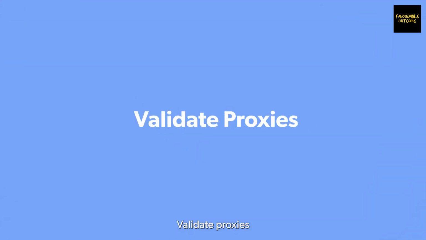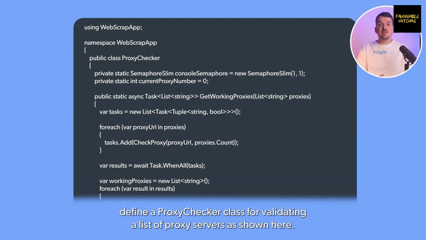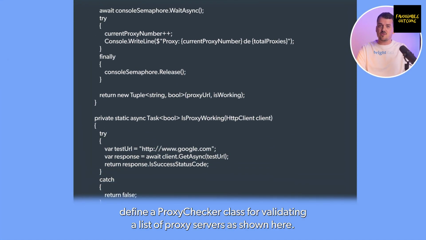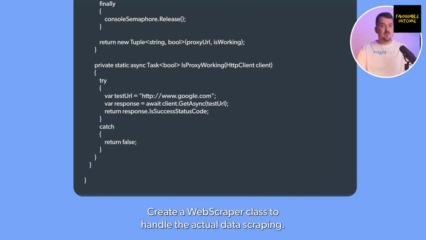Validate proxies. Once the proxy rotation is done, define a proxy checker class for validating a list of proxy servers as shown here. Create a web scraper class to handle the actual data scraping.